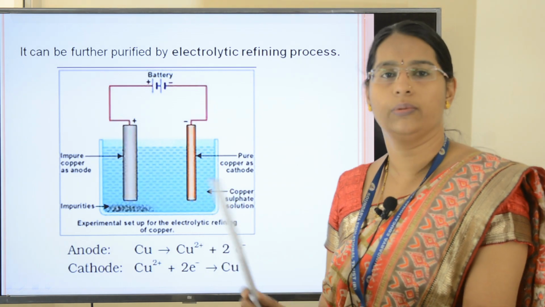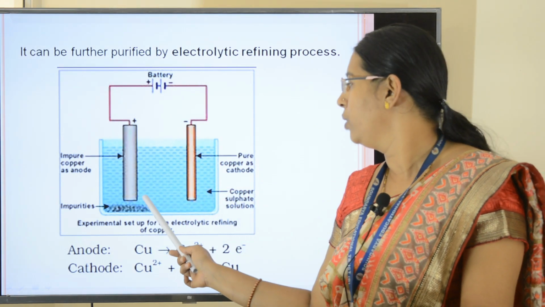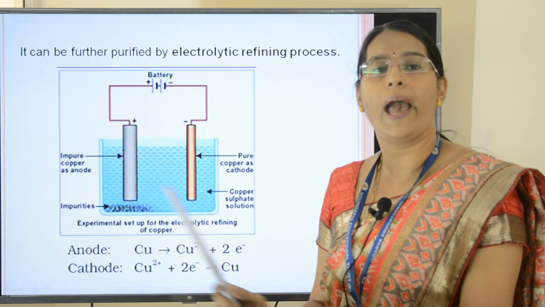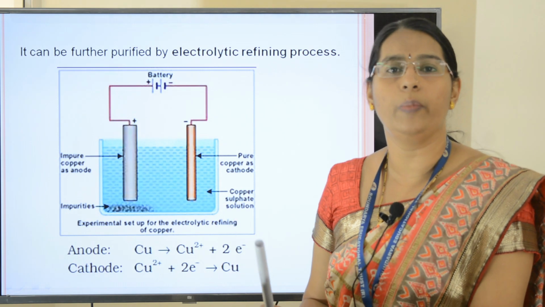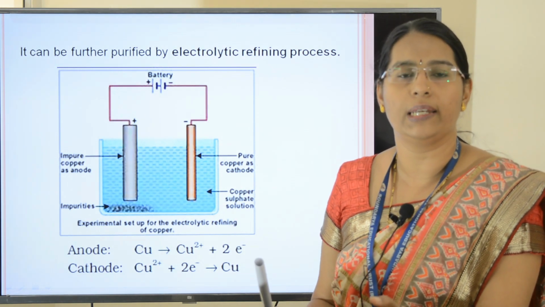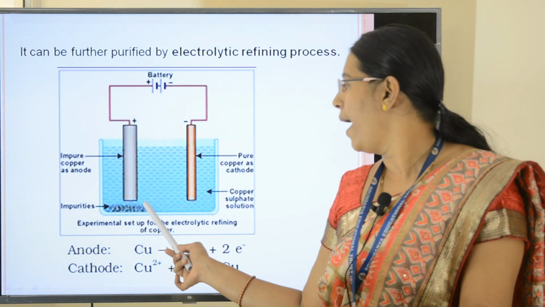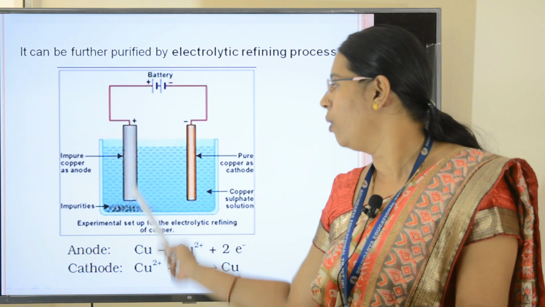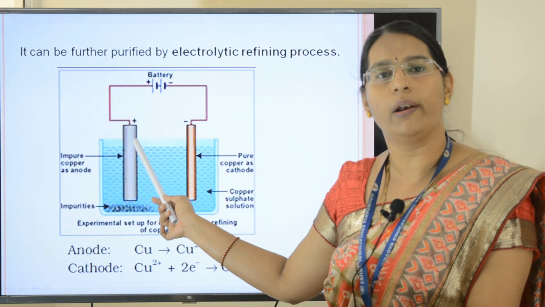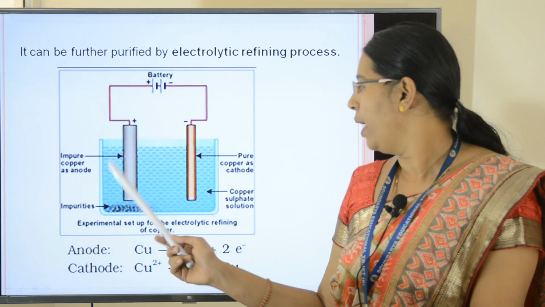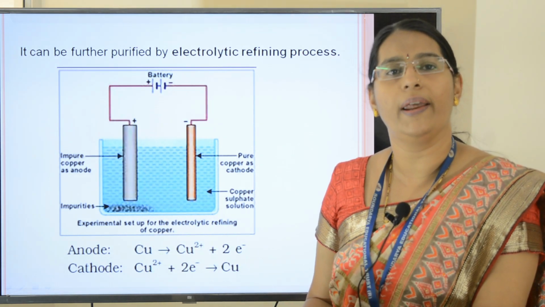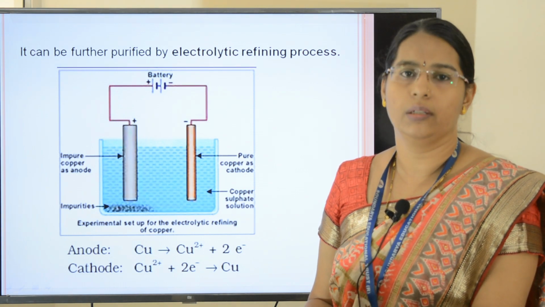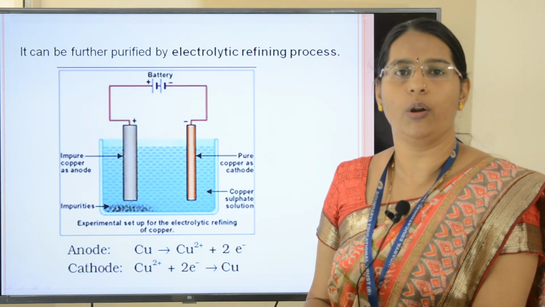And below the anode, some impurities known as anode mud are settled, which consists of some noble metals like gold, silver, platinum, etc. Hence, anode mud is an important concept in the electrolytic refining of copper. By recovery of this anode mud, the cost for the electrolytic refining can be recovered.